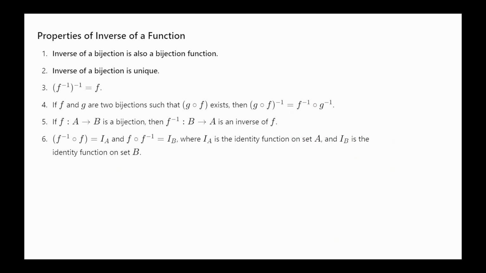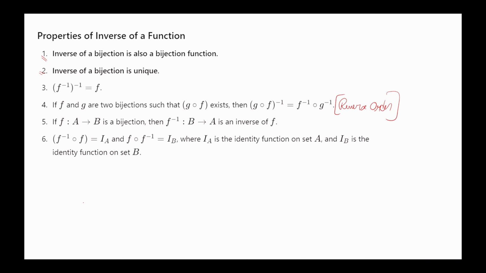Now there are a few properties that you need to remember. The inverse of a bijective function is going to be a bijective function. The inverse of a bijection is unique, and if you take one more inverse of f inverse, you are going to get your original function back. If f and g are two bijections such that g of f exists, then (g of f) inverse would be f inverse of g inverse. So it basically becomes the reversal order. So this is what we call the reverse order law.